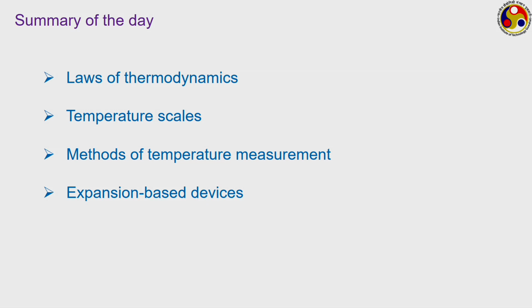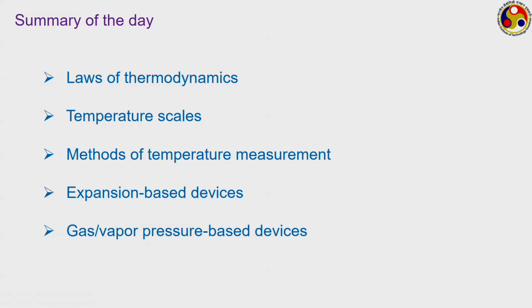one is the bimetallic strip and the other is the liquid in glass thermometer. Then we have talked about the gas vapor pressure based thermometer. So, we mentioned the constant volume gas thermometer and the pressure thermometer. So, that is it for the day.